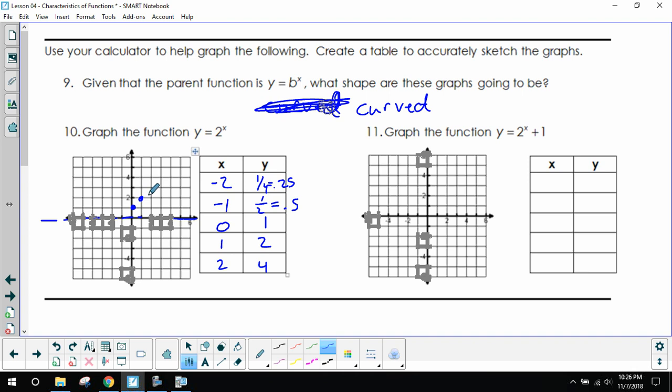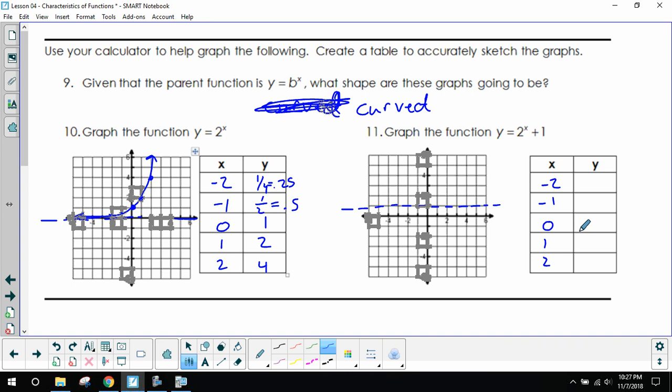Okay, and to prove my point, look what happens. +1. You know that makes the asymptote go up to the 1. And watch what these points do. 0 is going to be 1. 1 and 1 is 2. This is going to be 3. This is going to be 2, and 2 is 4, plus 1 is 5.